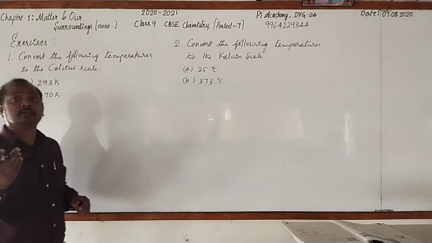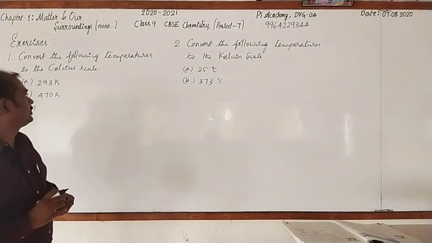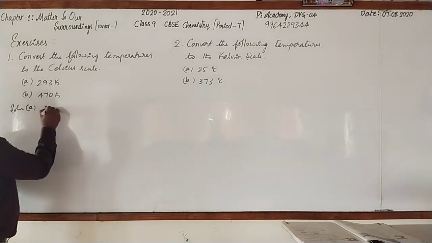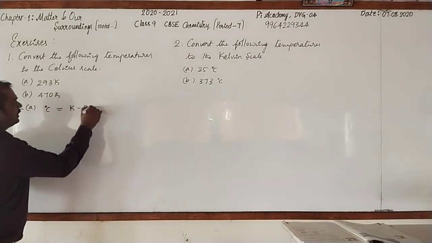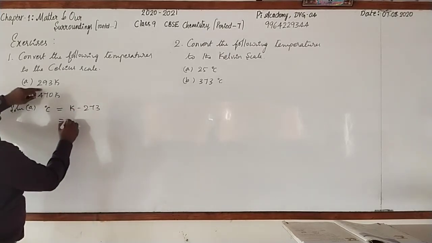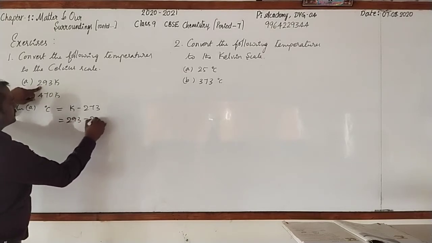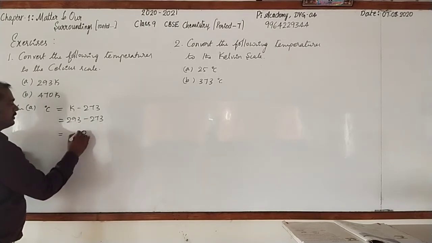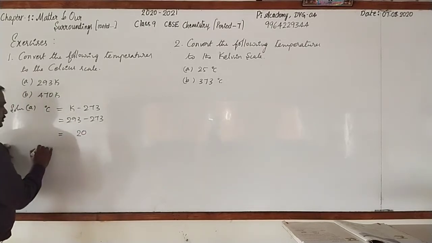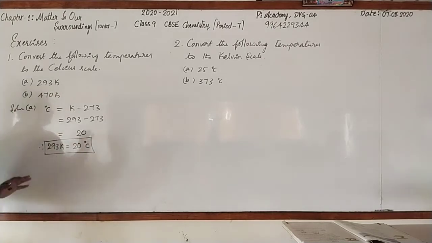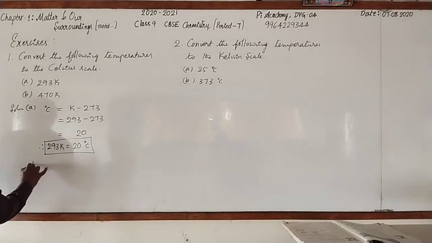Then what is the relationship between the Celsius scale and the Kelvin scale? Yes, K equals C plus 273, or degree Celsius is equal to K minus 273. And here temperature has been given in Kelvin. We can write 293 minus 273. Go for subtracting. 3 minus 3 is 0, 9 minus 7 is 2, 2 minus 2 is 0. So therefore, 293 Kelvin is equal to 20 degrees Celsius. Clear? Yes.